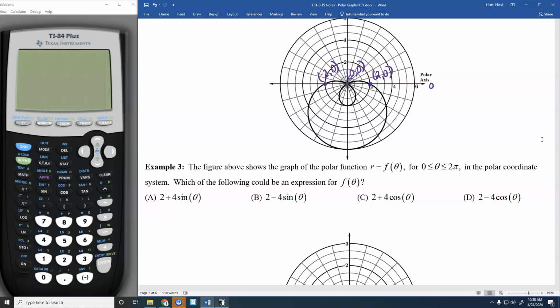So do we plug in for sine? So if we plug in the 0, we get 2 plus 4 sine of 0. And sine of 0 is 0. So that just gives us 2, which is a point. So it's right. How do you get the other side? If we do this one, 2 minus 4 sine 0, that is 2 minus 0. That also gives us 2.